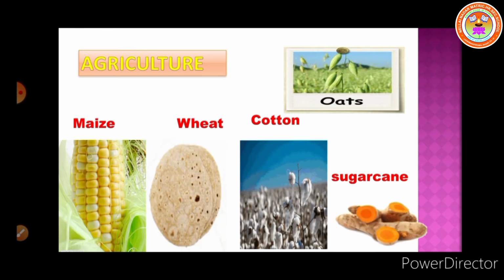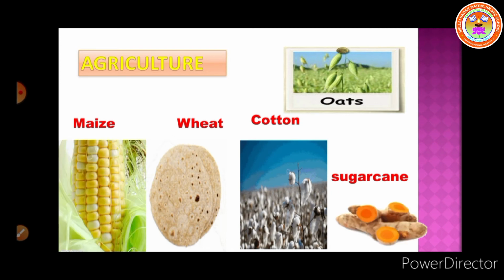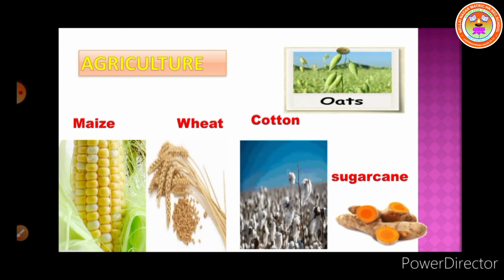Then sugarcane. Cuba is known as the sugar bowl of the world.